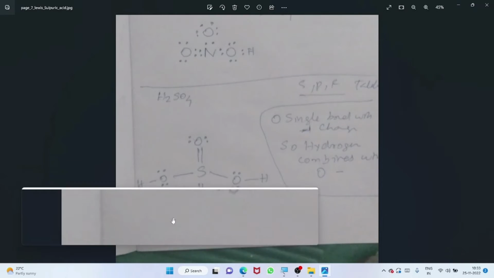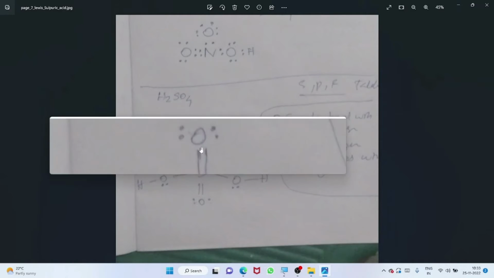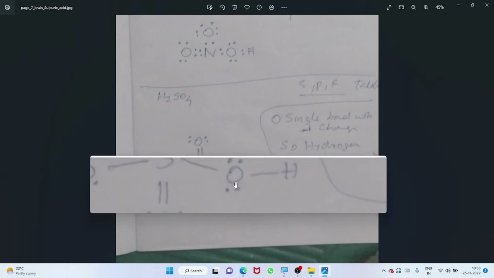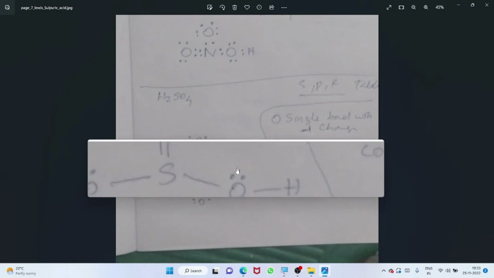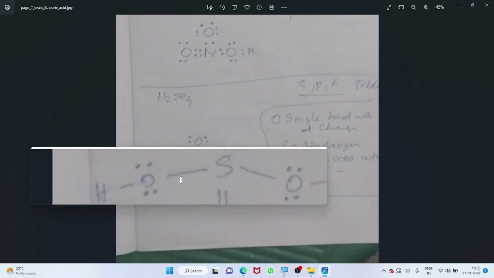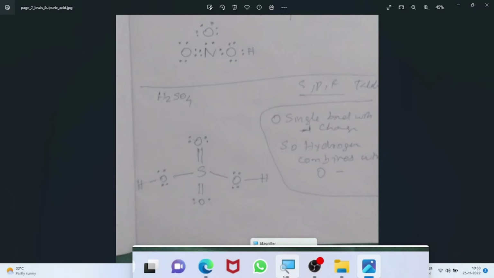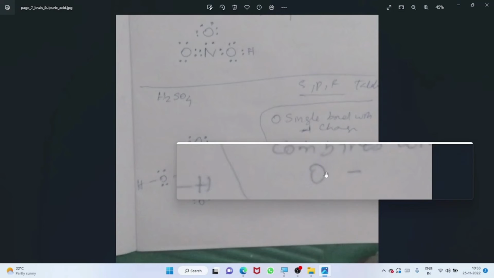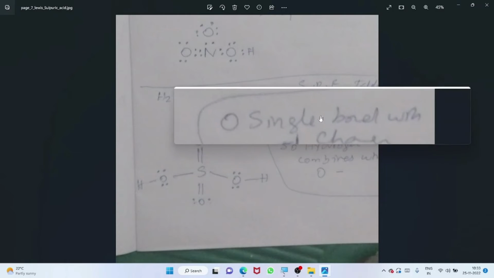And the sulfuric acid, H2SO4. First you have to draw the SO4, then where an oxygen has a single bond, there will be a negative charge. On that oxygen a hydrogen will combine. So on this side hydrogen, and here also, oxygen with a single bond has a negative charge. The book gives the formal charge on the oxygen when there is a single bond. I already showed you. So the hydrogen will combine with the O minus, hydrogen combined with the O minus.